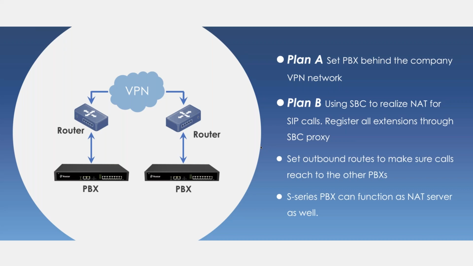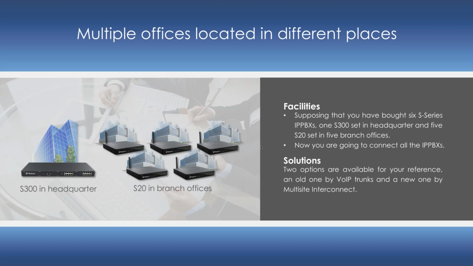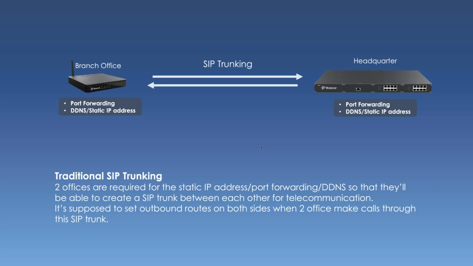Okay. And another solution for the branch offices is a very special one. It's called Yeastar Unique Solution. It's called Multi-Site Interconnect. So what is Multi-Site Interconnect? The Multi-Site Interconnect feature is actually designed for multiple offices. Which means if you have two offices, a headquarter and a branch office, when you try to make an interconnection between them, you can use the SIP trunk, right? That's what we did previously. It's called SIP trunking. Very basic, nothing special.